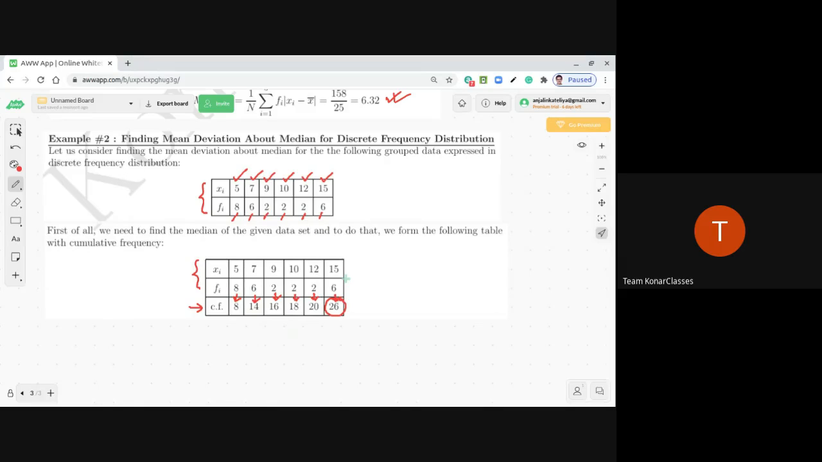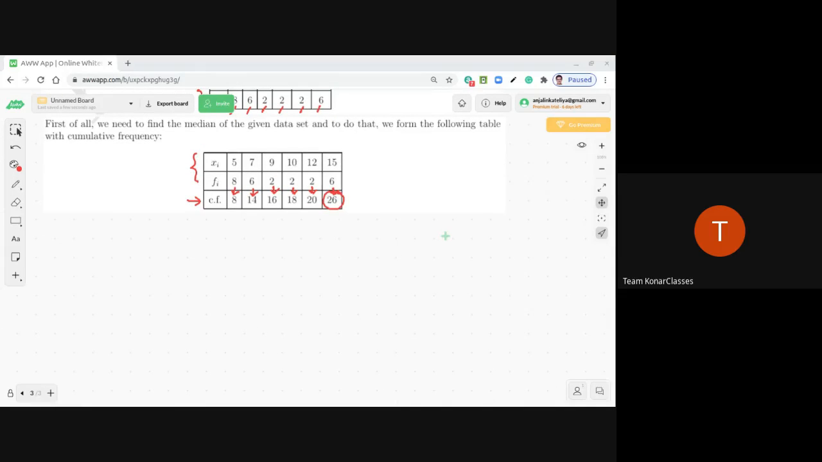So we are going to compute the median. Now, if you recall, to compute the median, if it is an even number, then we need to take the mean of the middle two numbers. In this case, that is the n by 2 and n by 2 plus 1th numbers, where n is the number of observations. In this case, n is 26.